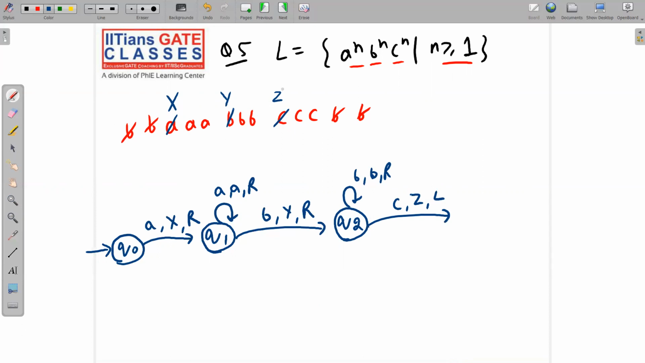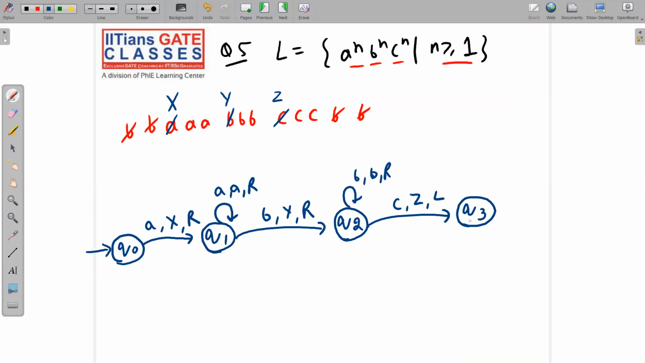So C is now converted to Z, or C is deleted and you can say Z is stored on the tape, or you can say the read-write head has written Z on the tape. C is now deleted, Z is on the tape and it will move towards the left, to repeat the same procedure again and again. So now the state will be say Q3.